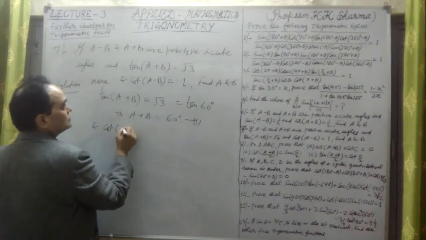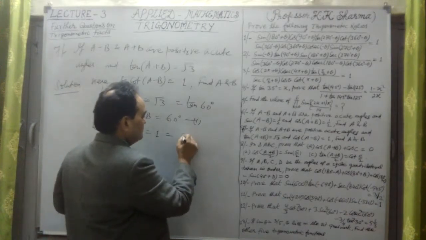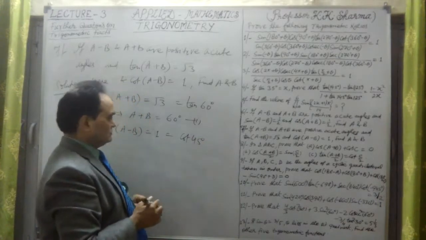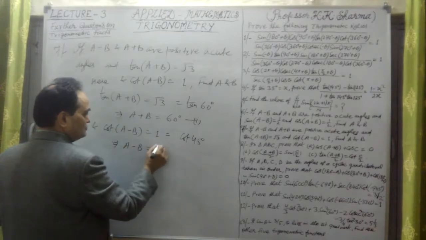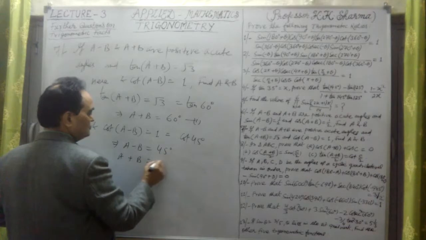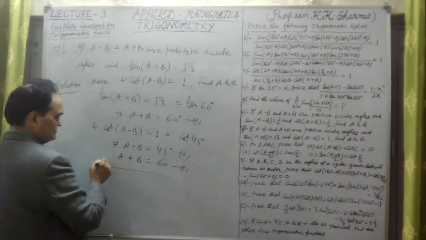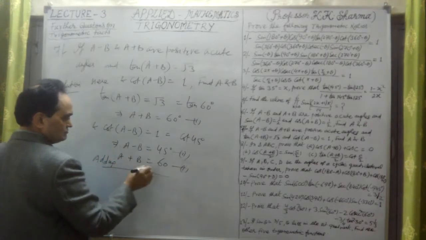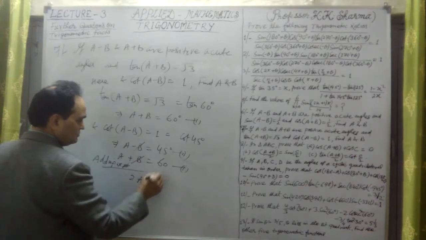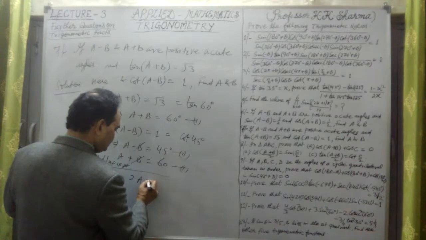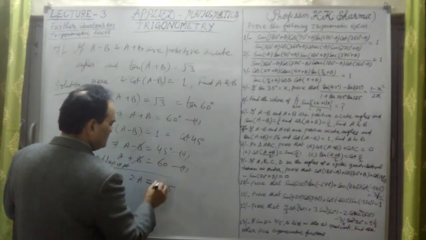And cot(A minus B) is equal to 1. Now 1 in cot for acute angles is cot 45 degrees. Cot 45 degrees and tan 45 degrees both have the value 1. So cot 45 degrees implies that A minus B is equal to 45 degrees. This is the second equation, and A plus B equal to 60 degrees is the first one. Adding first and second, minus B and plus B cancel out, so twice A is equal to 60 plus 45 degrees, which is 105 degrees.